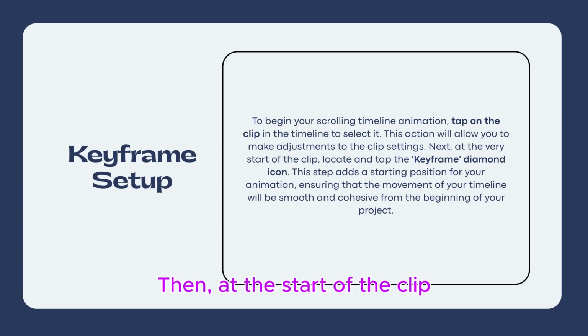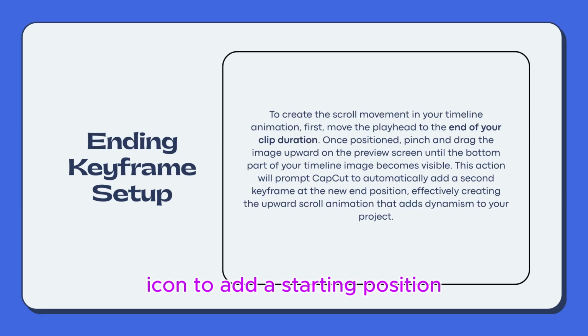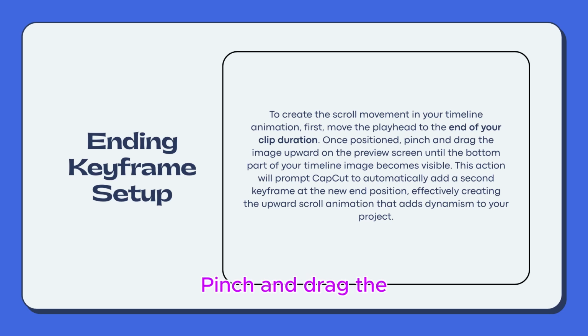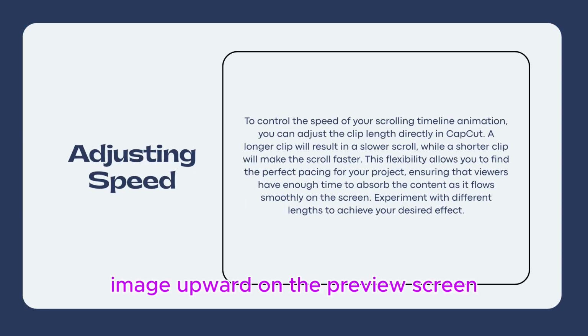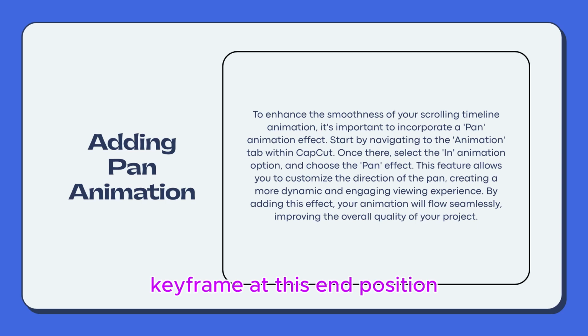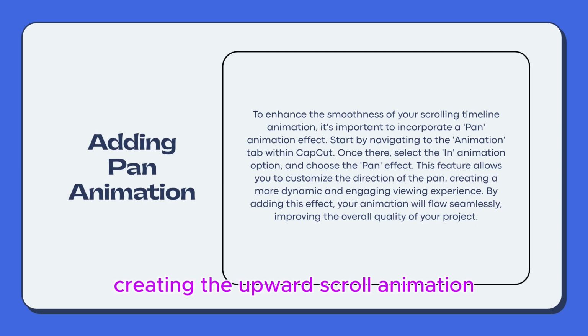Then, at the start of the clip, tap the keyframe diamond icon to add a starting position. Now, move the playhead to the end of your clip duration. Pinch and drag the image upward on the preview screen until the bottom part of your timeline image is visible. CapCut will automatically add a second keyframe at this end position, creating the upward scroll animation.